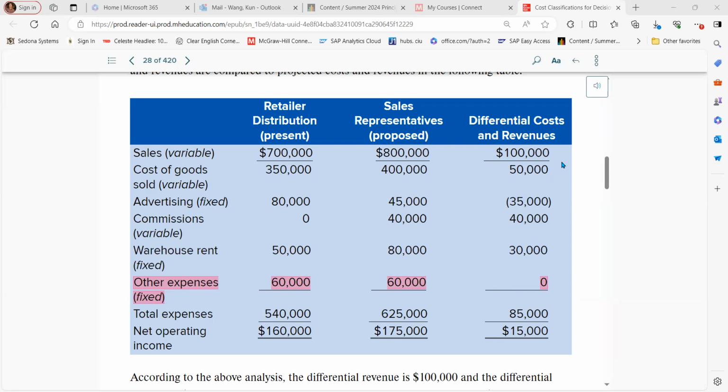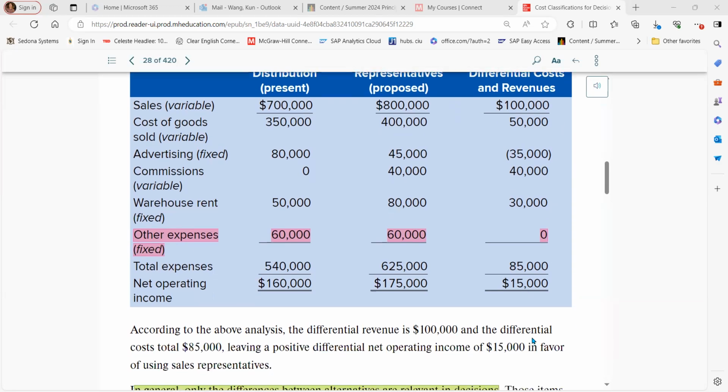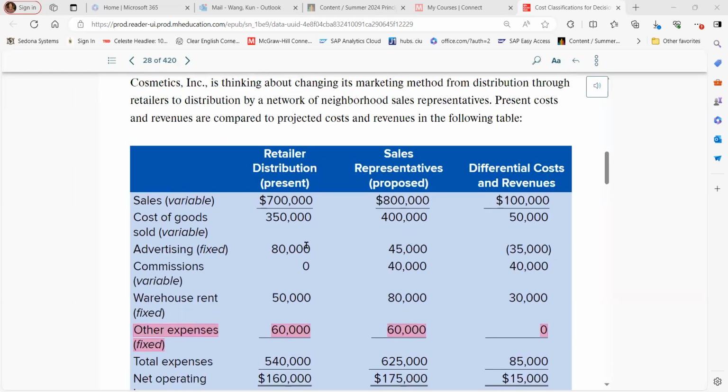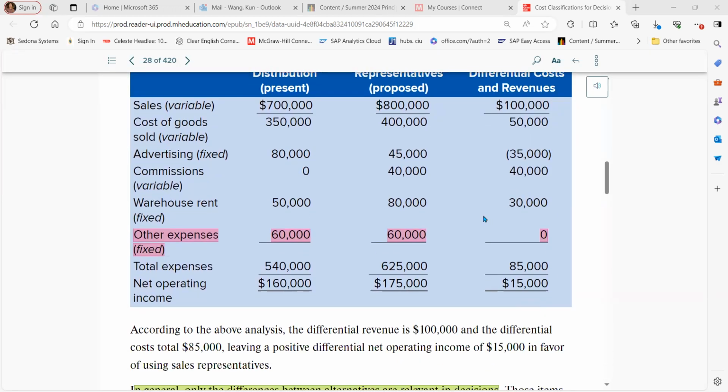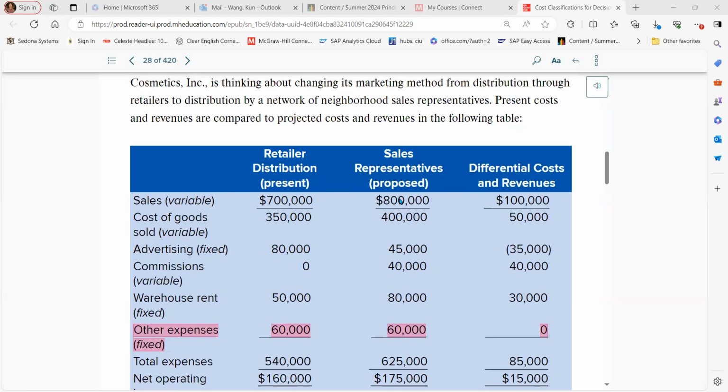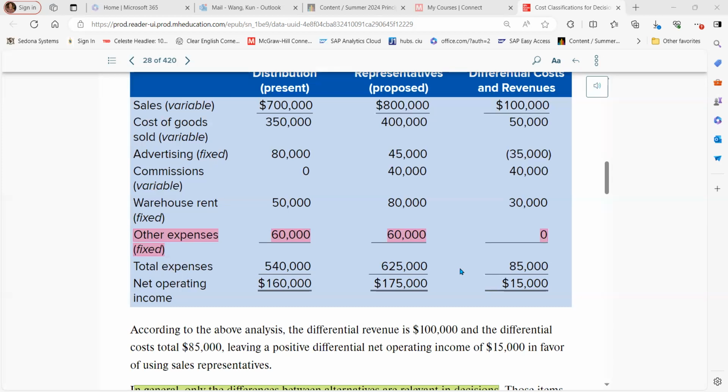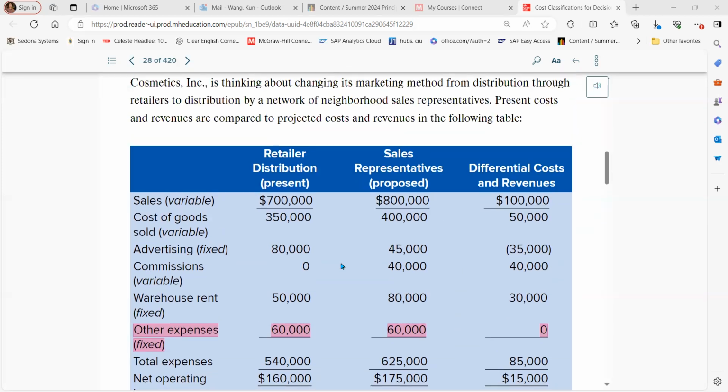So the incremental or differential revenue of the sales rep is still higher than the incremental cost by 15,000. So you have an incremental or overall differential profit of 15,000 more by using the sales rep than the retail option. So by making this comparison, if you just decide based upon the financial numbers, probably you should choose the sales rep network. You may have some other concerns or considerations, like non-financial considerations, but that's another story. So if we focus on the financial numbers, the sales rep is absolutely better than the retail option.